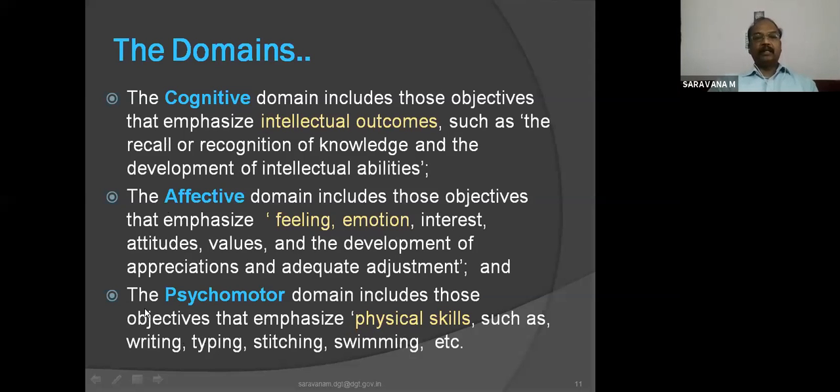Then the third domain is the psychomotor domain, which includes those objectives that emphasize physical skills such as writing, typing, stitching, swimming, walking, running, all those physical activities, welding, performing any work, lifting and all. So this cognitive domain is related to intellectual outcomes, and affective domain is related to feeling, emotion, interest, and attitudes. Then psychomotor domain is related to physical skills or physical activities. So these are the three domains.